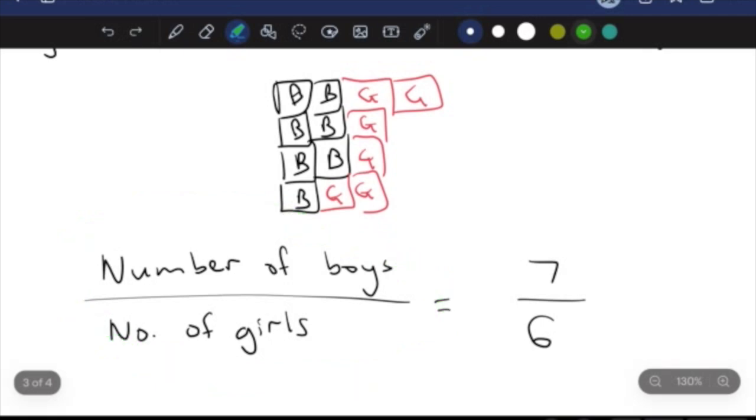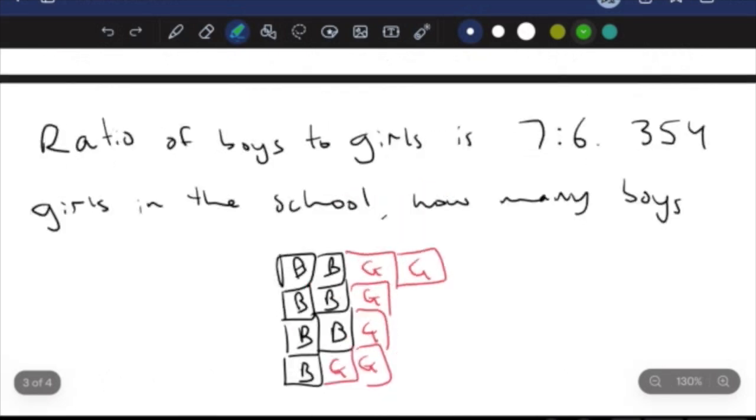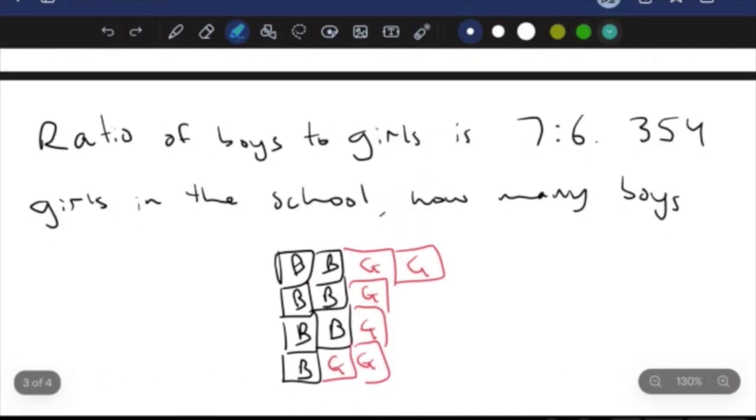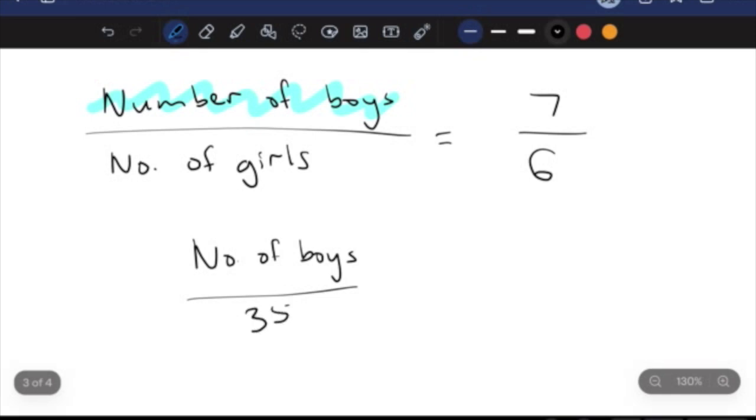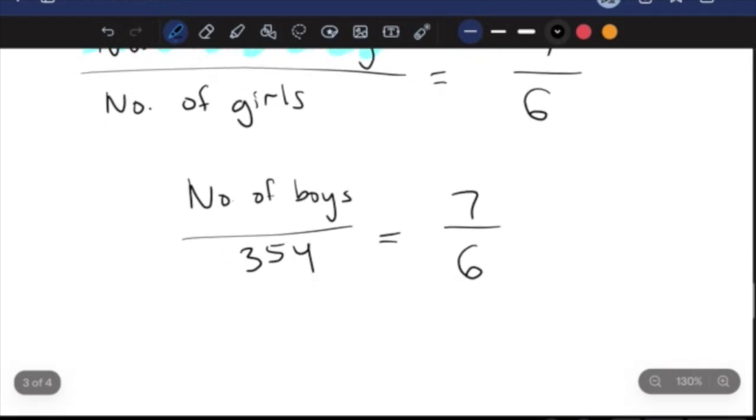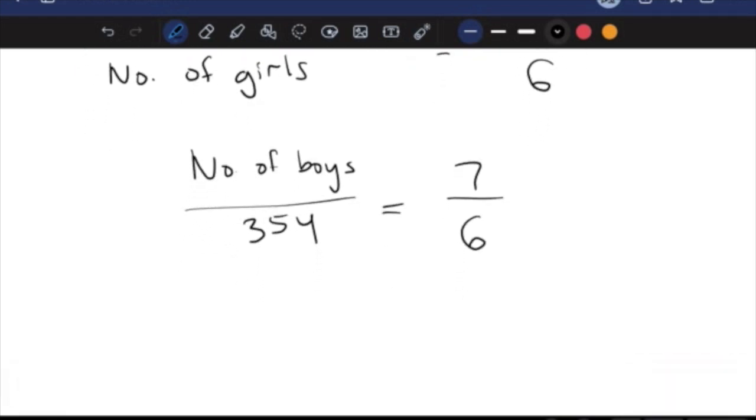What this allows me to do is use a piece of information from the question. I'm told that 354 girls are in the school. I'm trying to find the number of boys, when the number of girls is 354. So if I rewrite this, it's like saying number of boys over 354 equals 7 over 6. And now I just have an equation that I can solve.